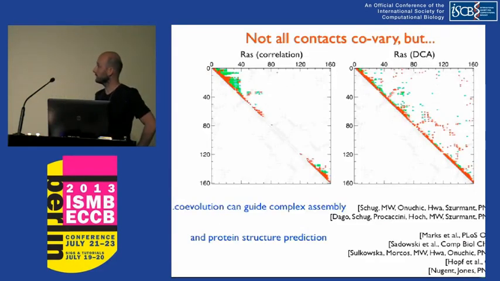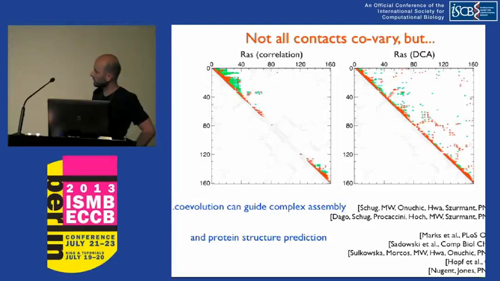Okay, back to standard direct coupling analysis. What you observe is not only that the number of contacts predicted is better from direct couplings than from correlations, but also how they are distributed. If you look at contact maps, the gray one here is the native contact map, so this is what you would like to produce.